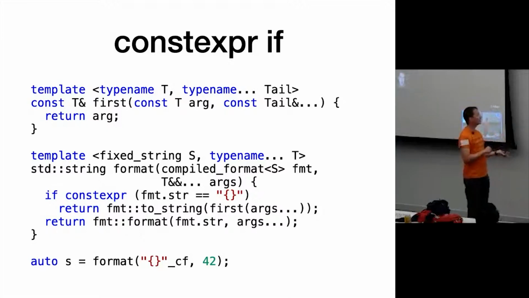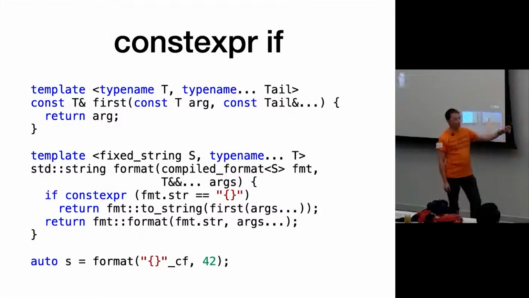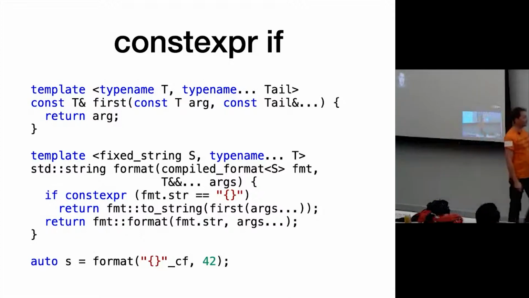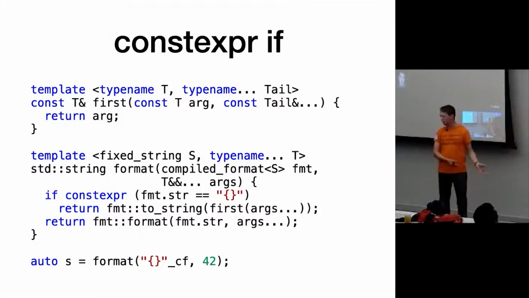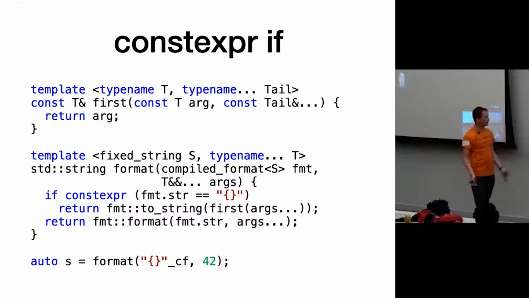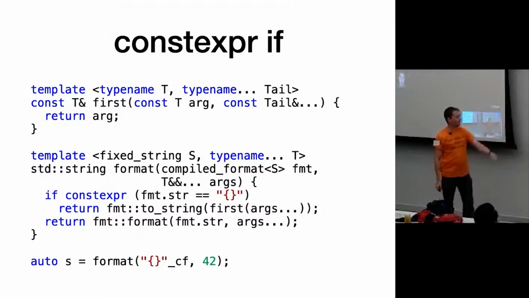The basic idea, we use constexpr if to do some logic to translate the patterns into simpler ones. For example, in this case, we can recognize the default format, just a pair of curlies, and we convert it into a to_string call instead of following the whole format. So this is the simplest way to compile. We just optimize one case. In practice, it's more complicated.